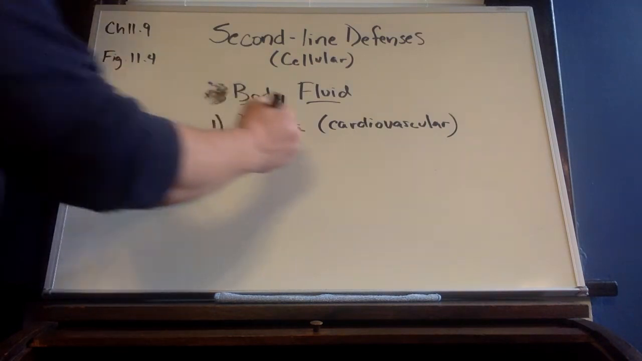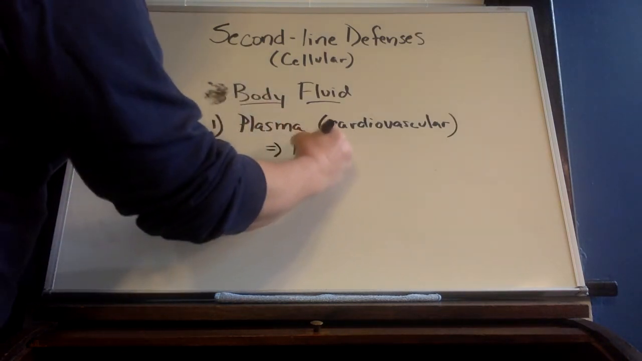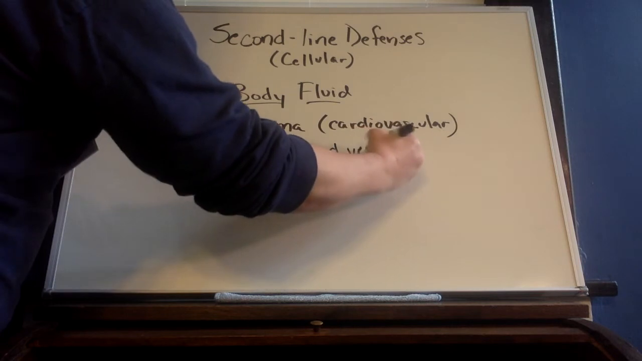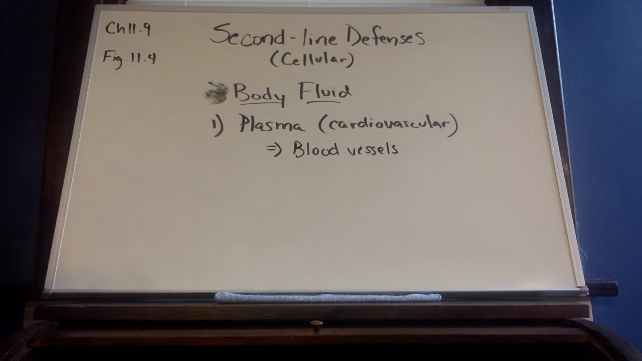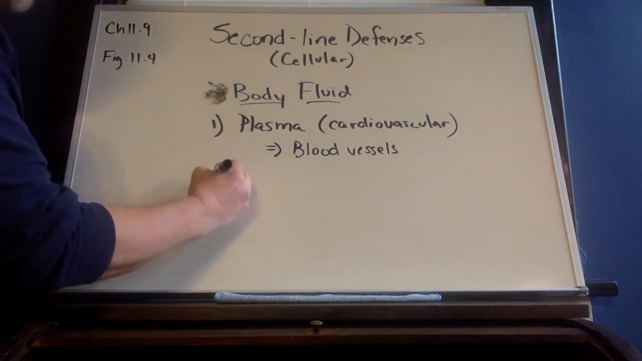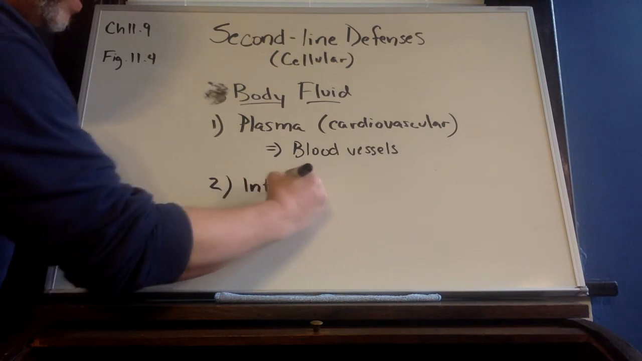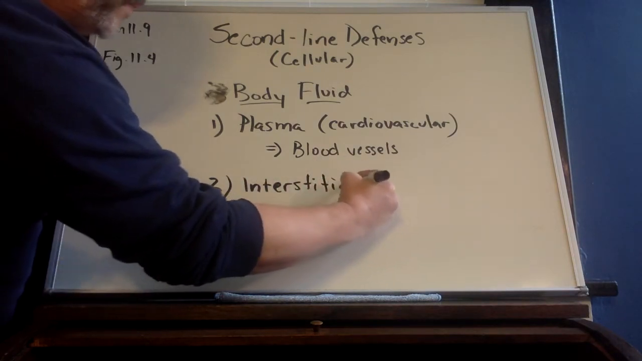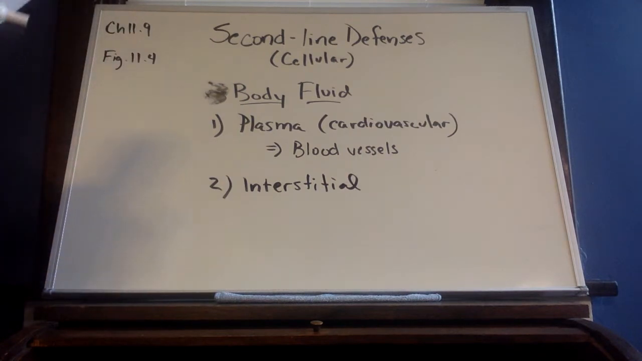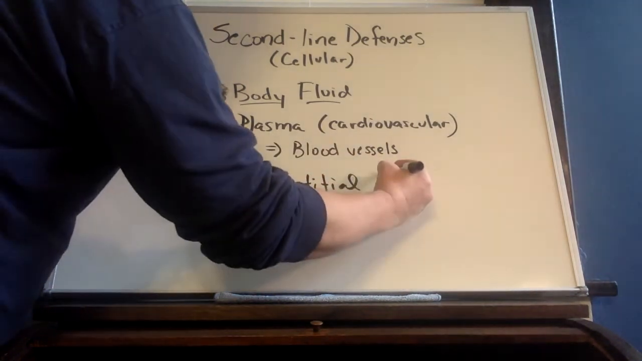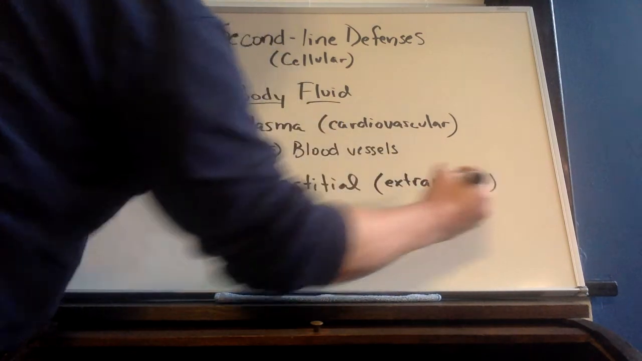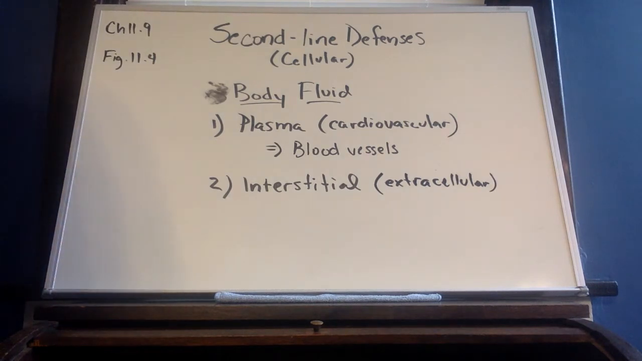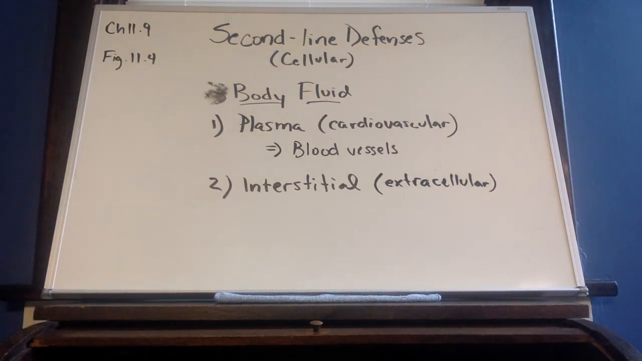A second time in plasma, this will be contained within blood vessels. As this fluid leaks out of or oozes out of the blood vessels, it then becomes what is known as interstitial fluid. This can also be called extracellular fluid. Either way, we are now outside of the blood vessels and we are meandering about different tissues.